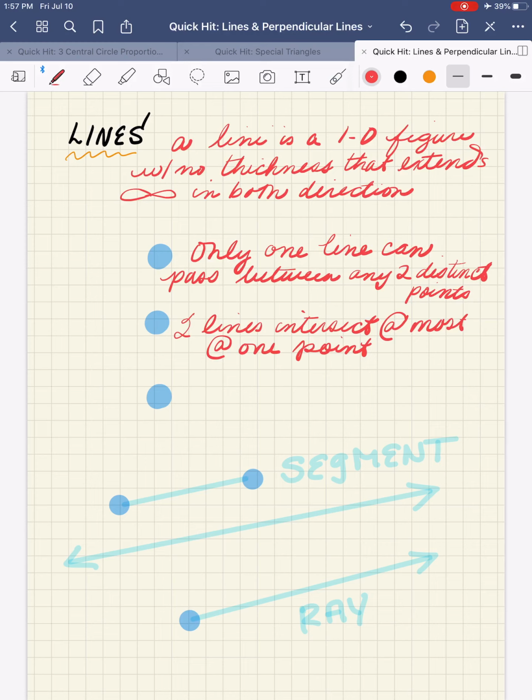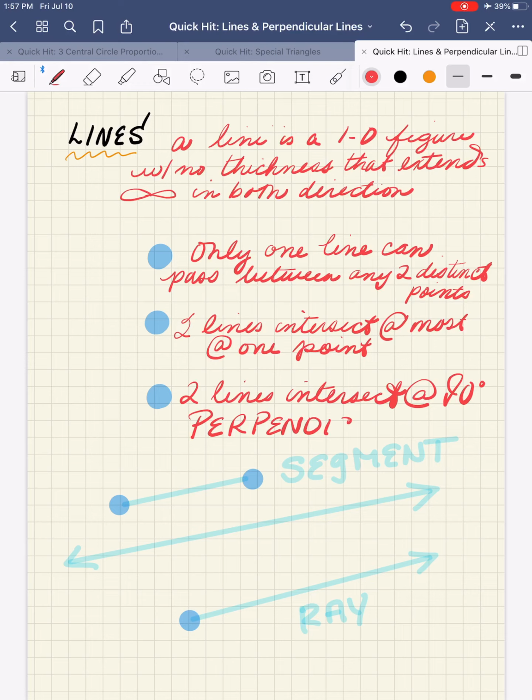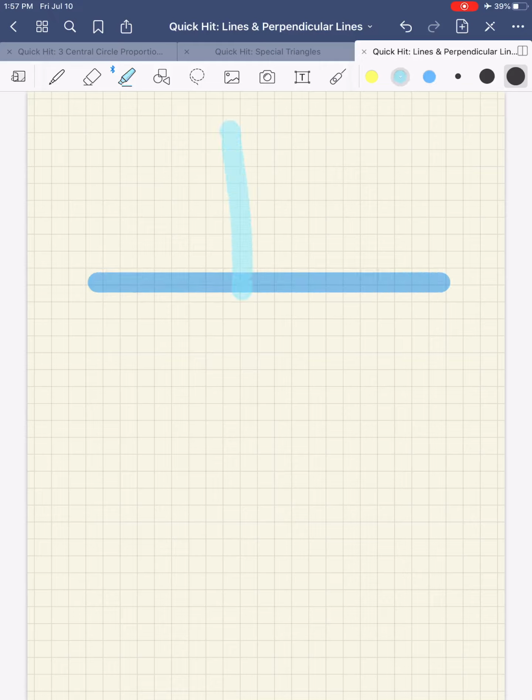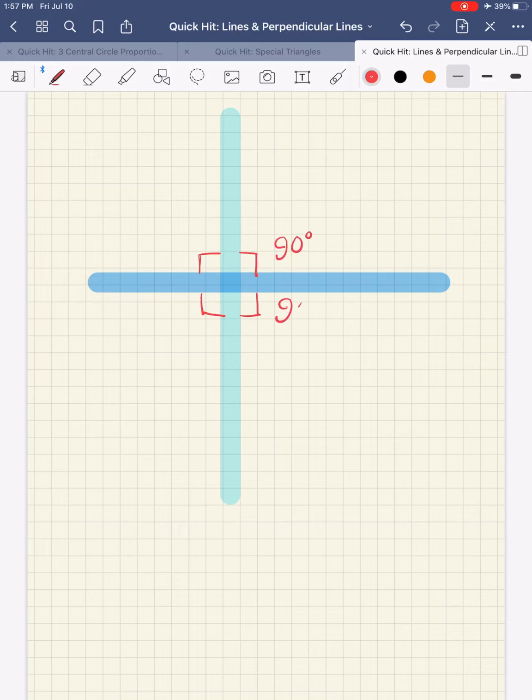The third characteristic about lines is if two lines intersect at 90 degrees, they are perpendicular. So let's imagine two lines. Here's one, and here's another. And they form right angles here, here, here, and here. Those are said to be perpendicular.